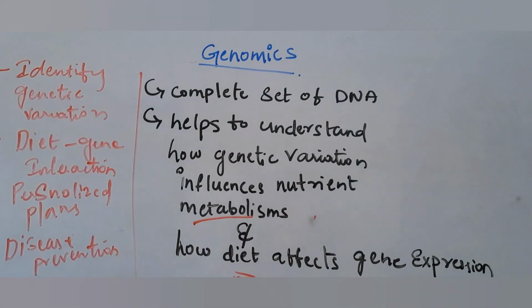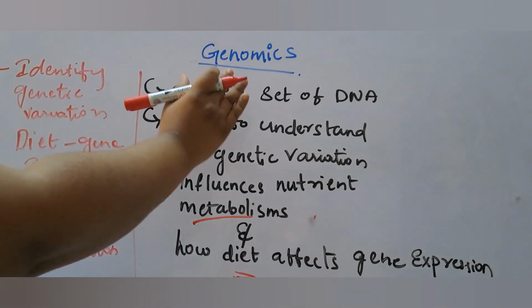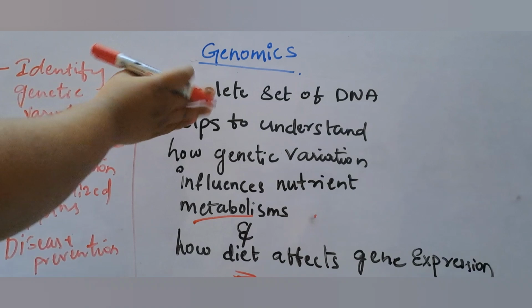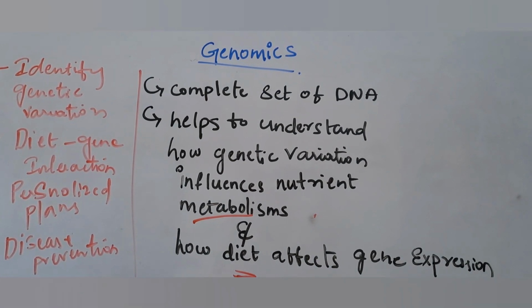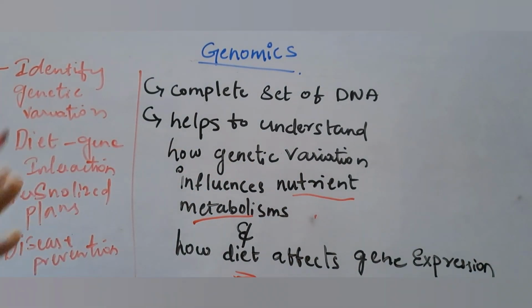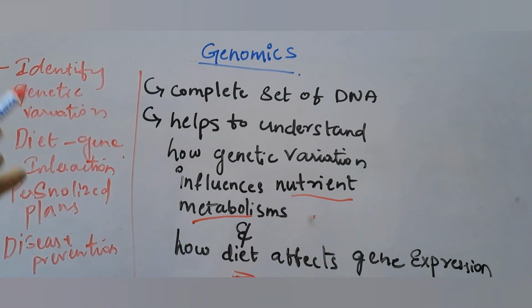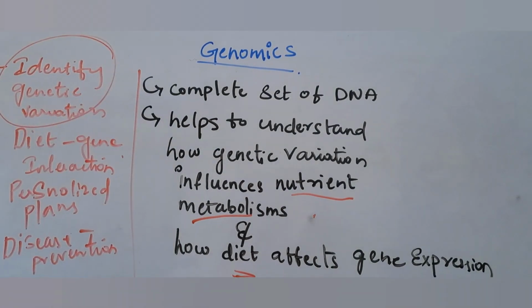So the round figure of genomics is simple. First, as in the name itself, we are discussing genes, and it is an analysis or technique that deals with genes. It is a complete set. In organisms, the complete set of DNA is involved, which helps us understand how genetic variation is influencing nutrient metabolism and how diet is affecting our gene expression. As we know, in every omics technology there will be diet-gene interaction, personalized plans and disease prevention. Only the first side heading changes.